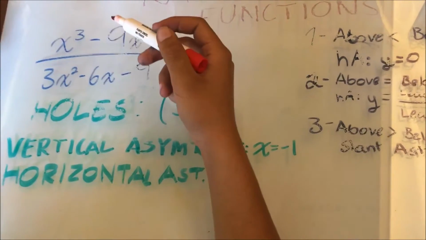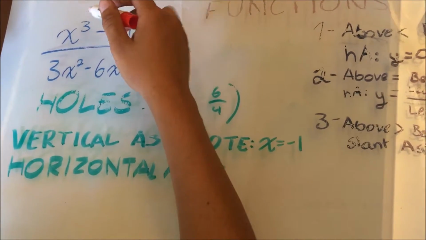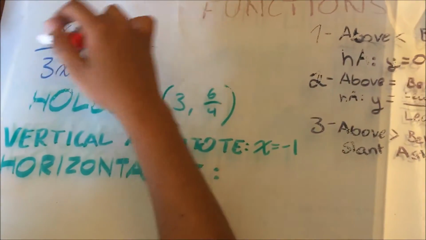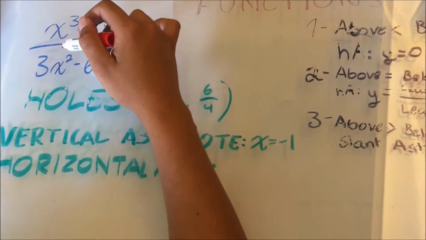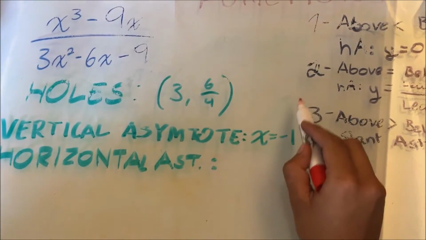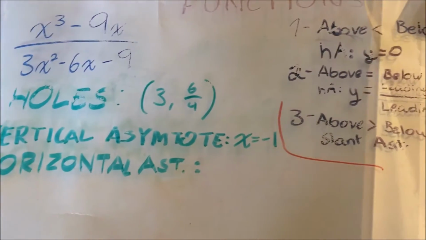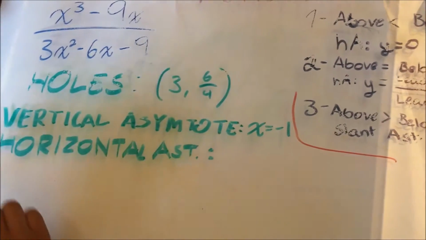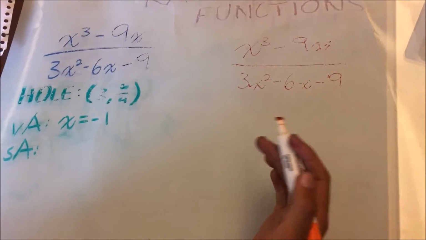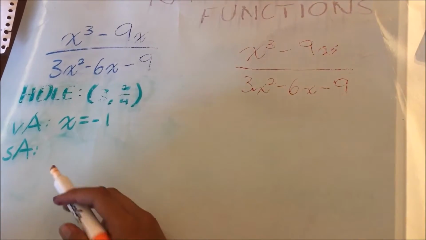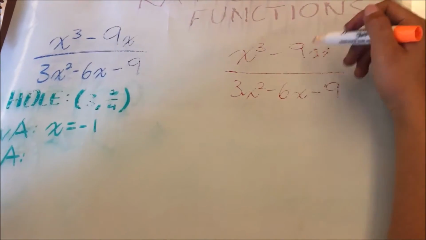So in our equation, we have that the degree of the numerator is 3, while the degree of the denominator is 2. So we have in this case the third example. So we need to get a slant asymptote, so there's no horizontal asymptote. So we know that we have a slant asymptote, and we need to get it from this equation.